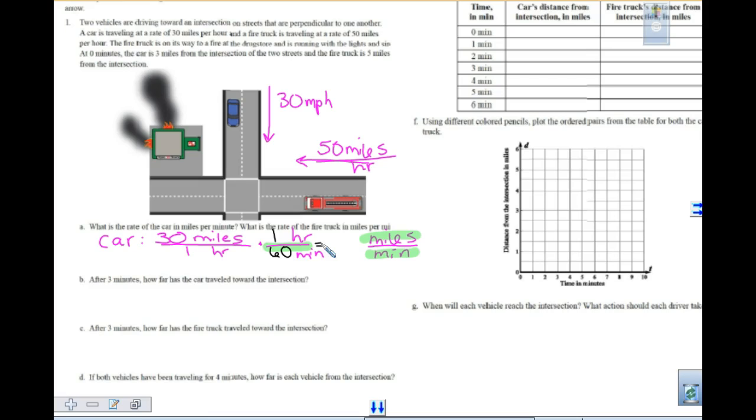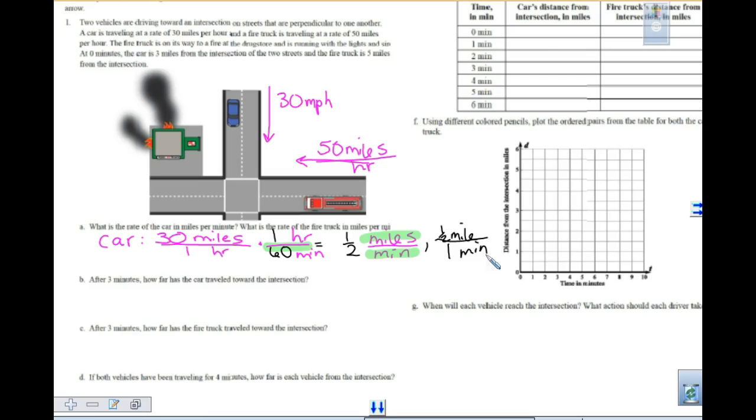My final answer I could write as what? If I want to simplify it, would you leave it 30 over 60? Do you like 30 over 60? No, I don't. Half. Half a mile per minute. Could I have 1 mile in 2 minutes? Yeah. I could have half a mile in 1 minute, right? Could I put 0.5? Is that the same as a half?